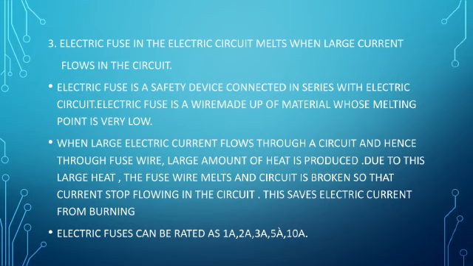Now let's see, electric fuse in the electric circuit melts when large current flows in the circuit. Electric fuse is a safety device connected in series with the electric circuit. Electric fuse is a wire made up of material whose melting point is very low. When large electric current flows through a circuit and hence through the fuse wire, a large amount of heat is produced. Due to this large heat, the fuse wire melts and the circuit is broken so that current stops flowing in the circuit. This saves the circuit from burning.